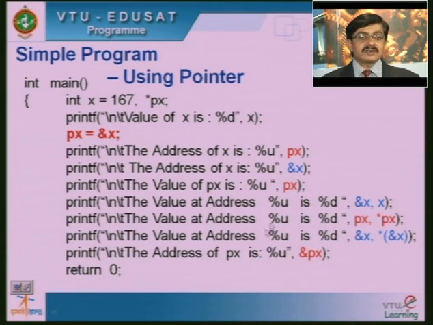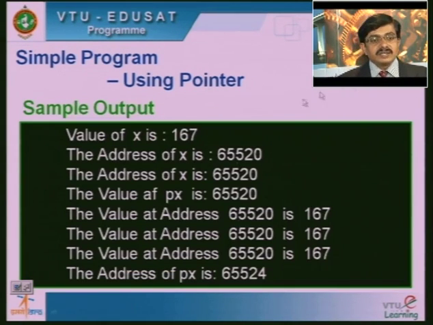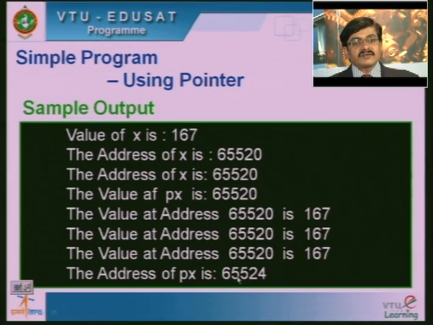Ampersand px is the address of the pointer variable px. This could be a different location where exactly the pointer is stored. So in this particular code we can see the output: the address of the pointer is 65,524, whereas the address of x is 65,520. Likewise, we can perform various ways of printing the addresses of the variables.